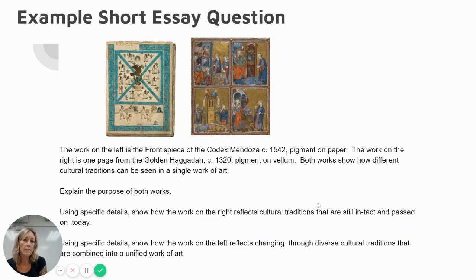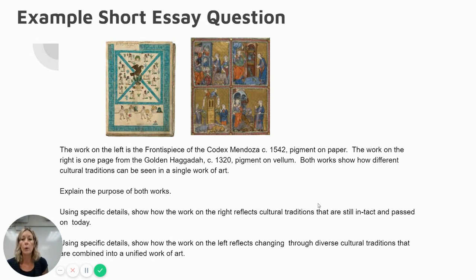Okay, example of a short essay question. This one is about traditions. Remember those traditions that change over time or traditions that stay intact. So it's showing you 2 images. AP likes to start you off in the essays by kind of giving you the premise of the essay, what they want you to focus on.